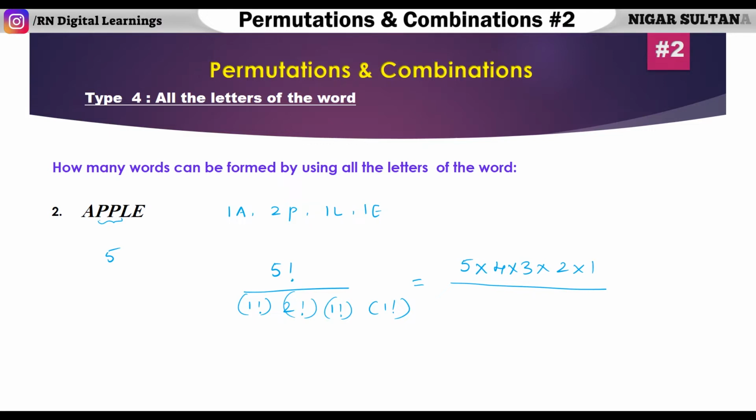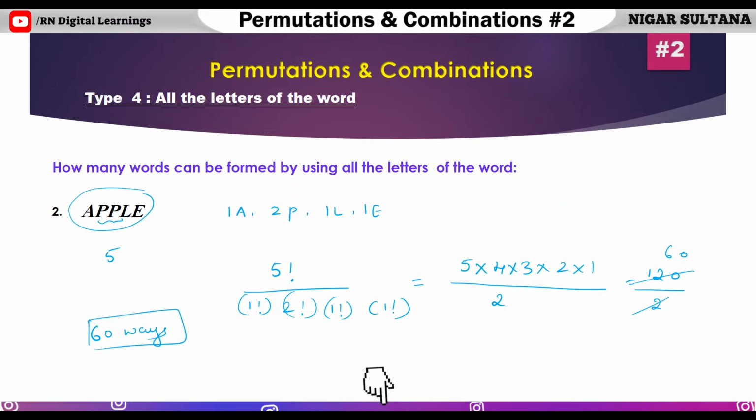Next, now this 1 factorial is obviously 1. This 2 factorial is 2. Next, 1 is as it is. If you multiply any number by 1 it will give us the number itself. So 5 factorial is 120 divided by 2, which is 60. So to arrange the letters of the word apple, we require 60 ways. So this is the answer for apple.